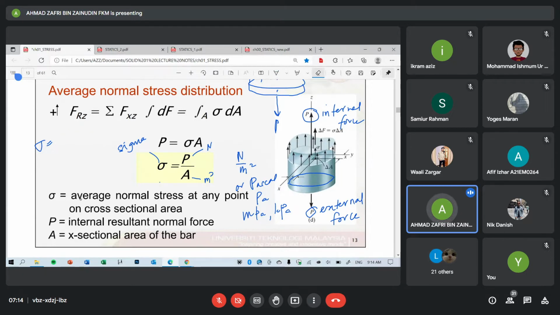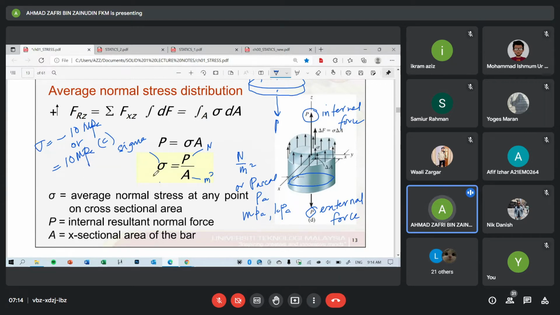You have to put minus 10 megapascal, or you can put it as 10 megapascal. You put C to represent compression. This is very important.